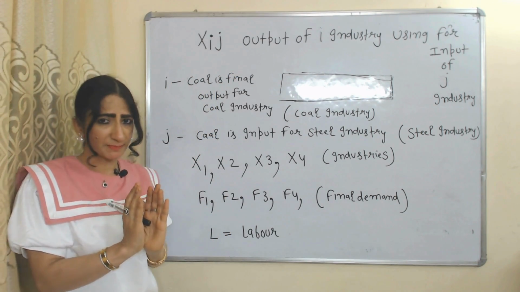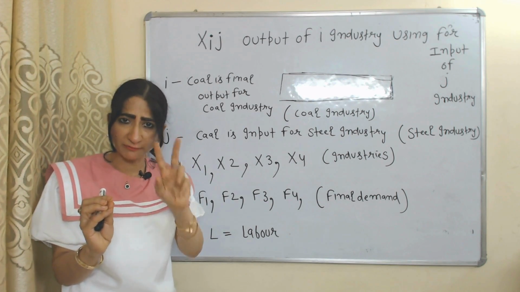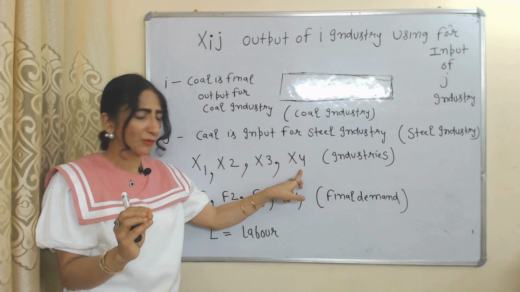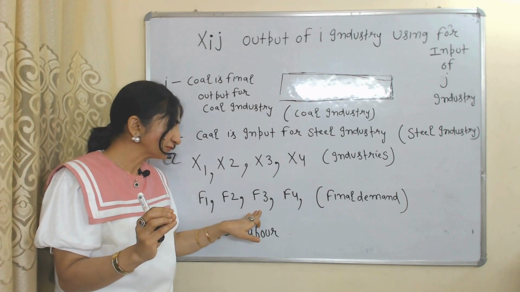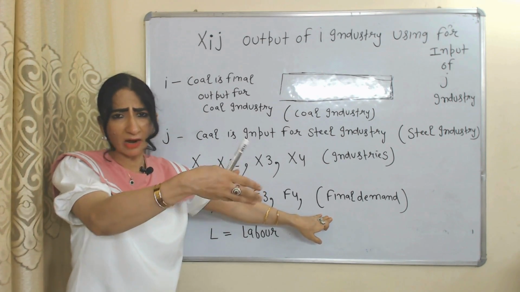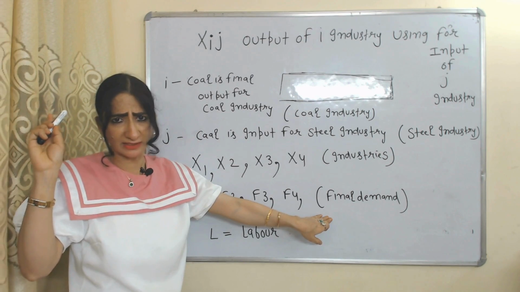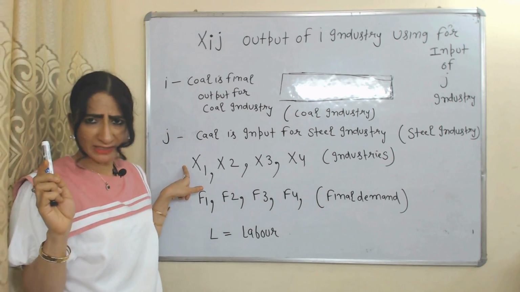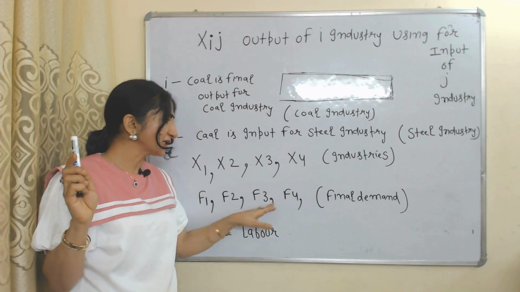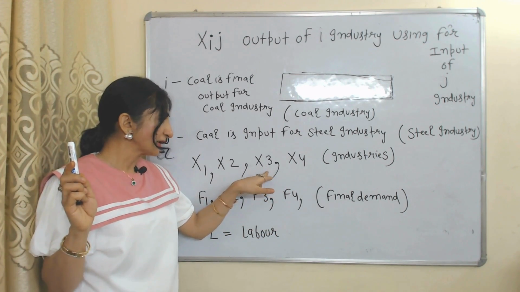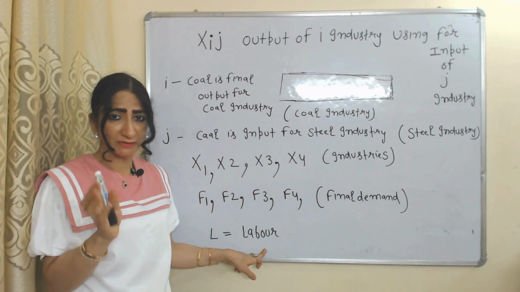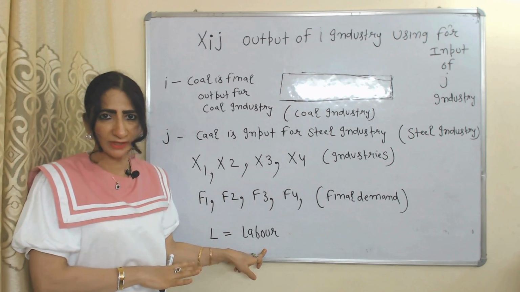For the sake of simplicity, here we assume we have only 4 industries: X1, X2, X3 and X4. F1, F2, F3 and F4 are the final demand of industries, which is determined outside the model, as we earlier discussed in the assumptions. F1 is the demand of the X1 industry, F2 is the demand of the X2 industry. Similarly, F3 and F4 are the demand of the X3 and X4 industries. And L is labor, which we assume is our prime factor in this model.